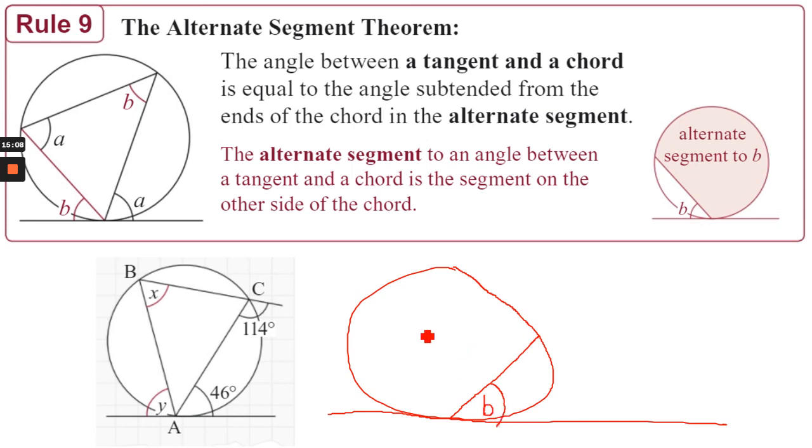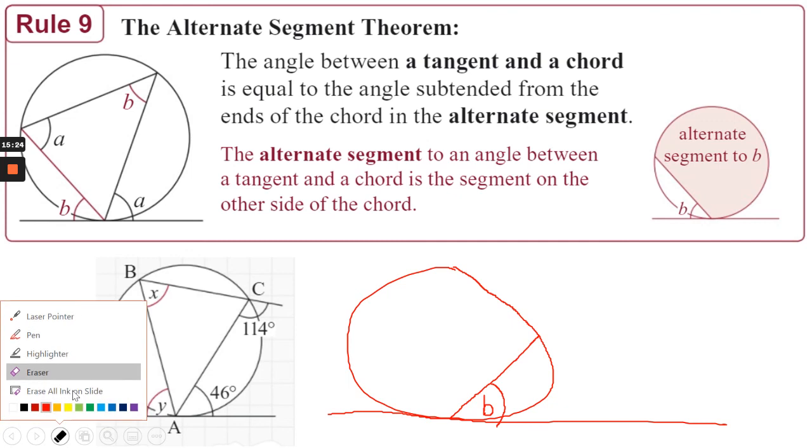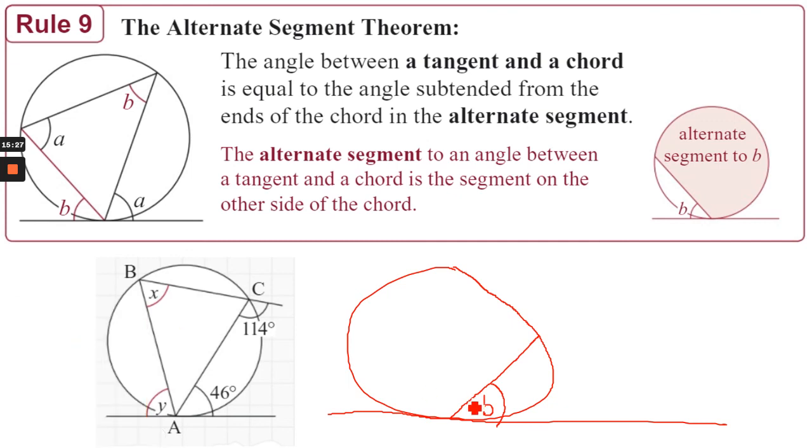That angle is called the alternate segment. It's the opposite segment. Now, if I rub that out, this is the best way to explain it. If that angle is B, and I go from the same point and just draw a triangle out, I can draw that triangle absolutely anywhere that joins back with that chord, and that must be B.